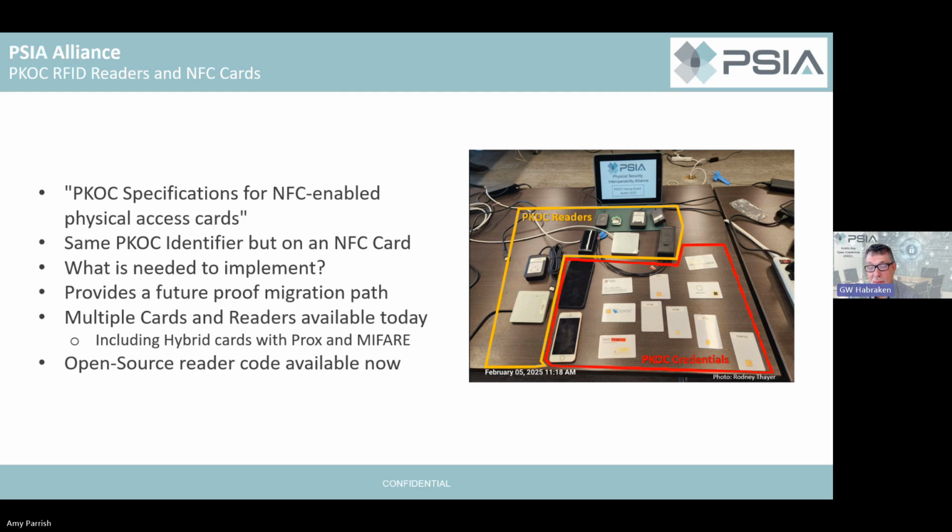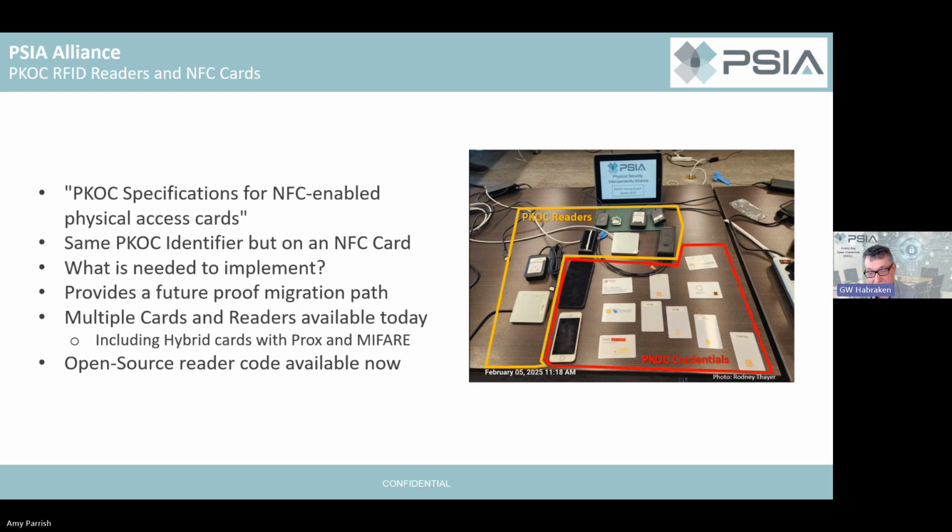Even when we start moving to Bluetooth and other protocols that support PKOC, you will always want to have 100% coverage of the user population. So there will always be room for a card, so that you can cover the entire user population. And from my perspective, the most important thing is that it provides a future-proof migration path. So the future is open standards, not proprietary technology. Open standards that use certified cryptographic methods. And the future is public key. We see it being deployed everywhere currently.